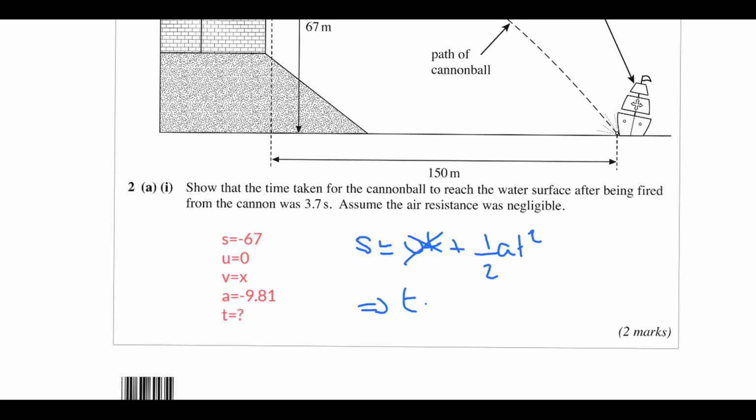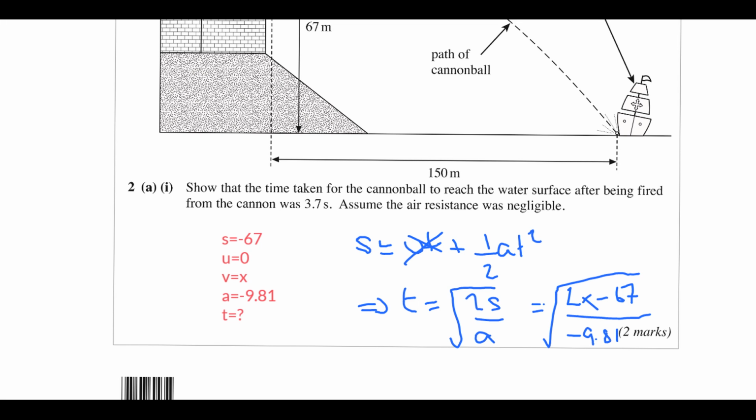So the time is going to be the square root of 2s over a. We're not going to be interested in the negative square root here, so that's why I haven't written plus or minus, because we're never going to get minus times. That's 2 times minus 67 divided by minus 9.81, square rooted, and if we do that we end up with 3.696 yada yada yada, which is roughly 3.7 seconds there.